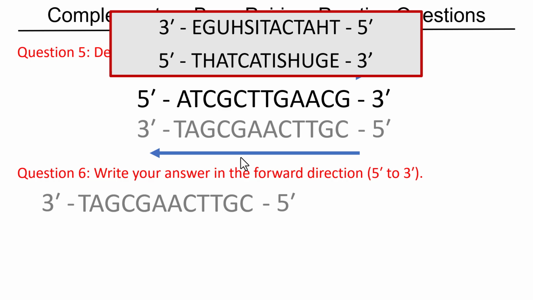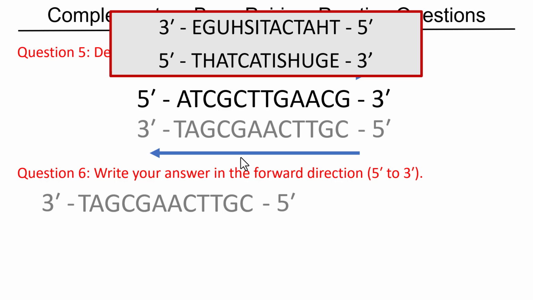And I know you might be asking, like, why? Why can't we just leave it with 3' there? Well, it's convention to write it in the forward direction. Like when you write words on a screen, you write them in the forward direction. You don't write everything starting at the end. So it's convention in biology to often write a strand of DNA in the forward direction, starting with the 5' nucleotide and going all the way to the last nucleotide, which is at the 3' end.